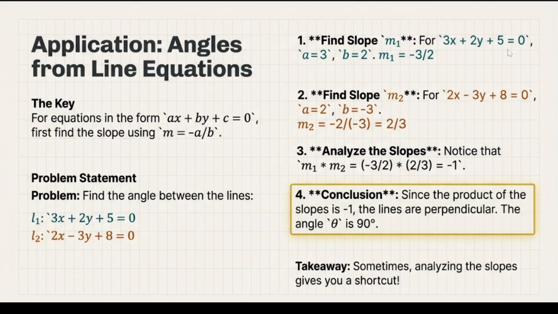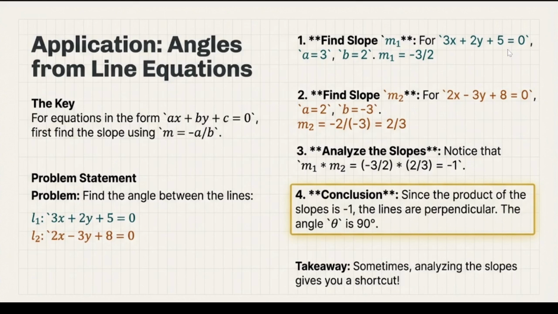So for the first line, we will find the slope. For 3x + 2y + 5 = 0, our a, which is the coefficient of x, is 3, and b, which is the coefficient of y, is 2. So if we divide negative a over b, which will be negative 3 by 2, that is our slope. For the second line, we can also find the slope by gathering the values of a and b. Here a is 2 and b is negative 3. So if we divide negative a over b, we will get our slope, which is 2 by 3.